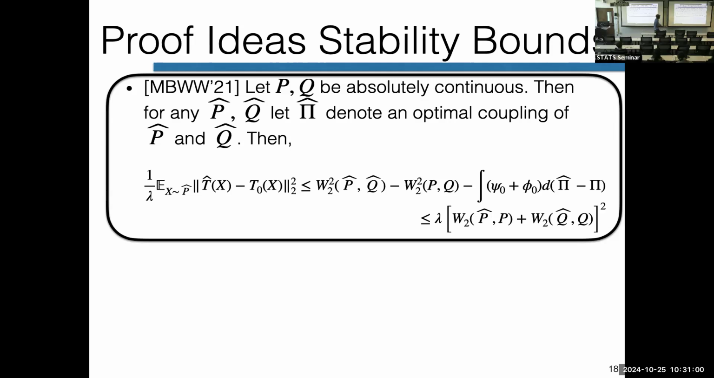Then what it tells you is that the expected distance between T hat and T0, which is the risk that you wanted to bound, you can ignore for now the term in the middle, is upper bounded by the Wasserstein distance between P hat and P and Q hat and Q. So transport maps are in fact stable to perturbations of their arguments, as long as those perturbations are small as measured by the Wasserstein distance.